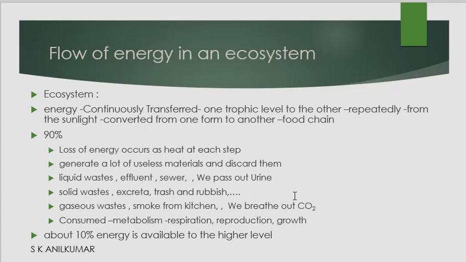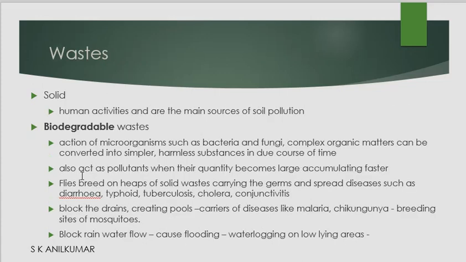Right? The different forms of waste: effluent and sewage are from the industry or the home. Solid waste is trash and rubbish. Gaseous waste is smoke from the kitchen, etc. All these are the different types of waste that human activities create. Human beings themselves create waste like excreta or urine, carbon dioxide, etc. Now, solid waste. Human activities are the main sources of soil pollution. Not only soil pollution, air and water pollution also.